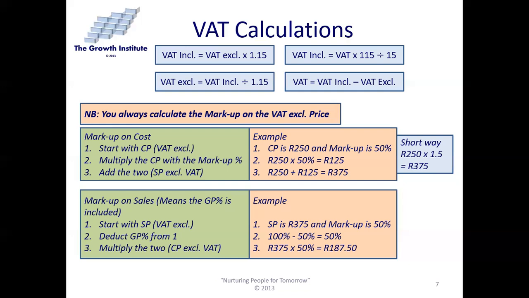So if it's 50%, a markup on it means that 50% of our selling price is our gross profit. So really half of it is profit and half of it is what we paid for it. And in this case, we multiply the two and we see that our cost price really was 187 Rand 50 cent. Okay, so you see it's completely different when we have a look at the two. In the one case, you start with a cost price, and in the other case, you start with a selling price. Don't get confused.